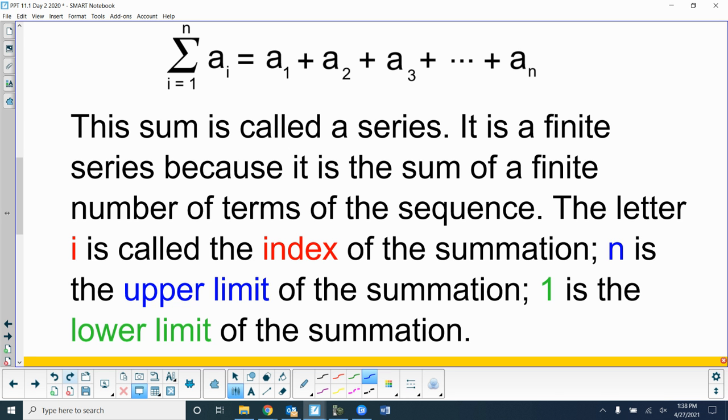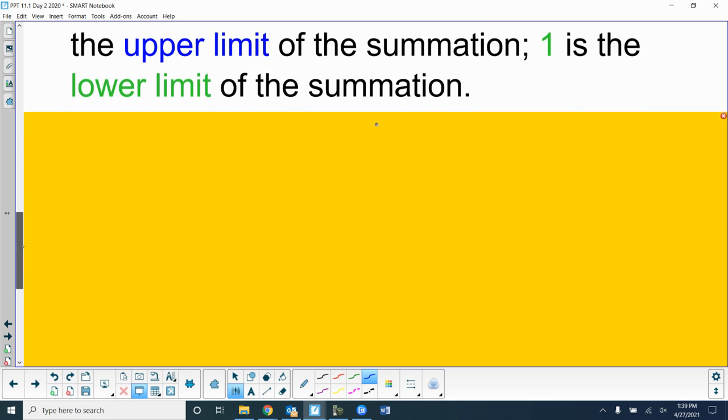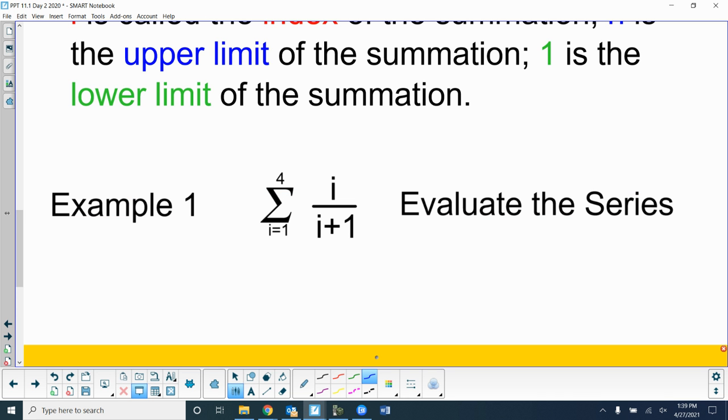Okay? So when we look for a sum of a sequence, we call it a series. It is a finite series because it is the sum of a finite number of terms. Remember, sum means to add. The letter i is called the index, so it'll be i or x or k. They'll use all kinds of variables. It doesn't matter. All right? That's called the index, and then whatever number's below here is called the lower limit, and whatever number's above it is called the upper limit of the summation. All right, so what does all that mean? Well, let's look at an example. You'll understand better when we go through an example.